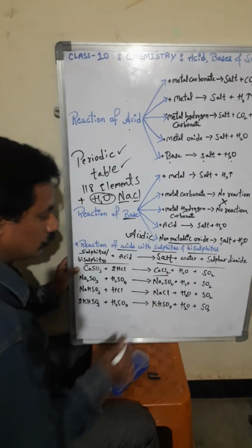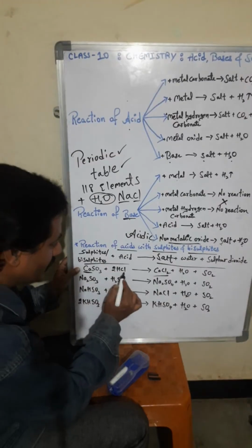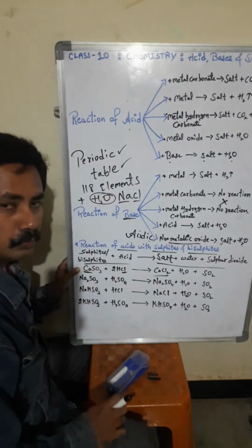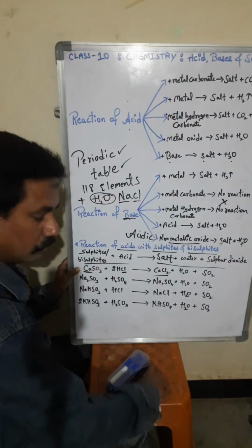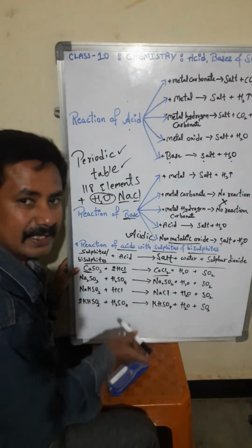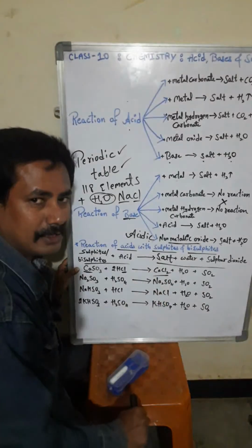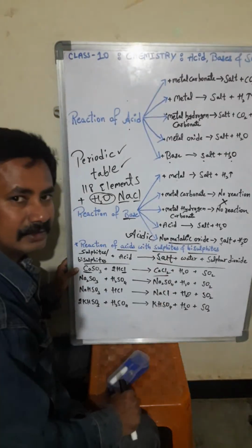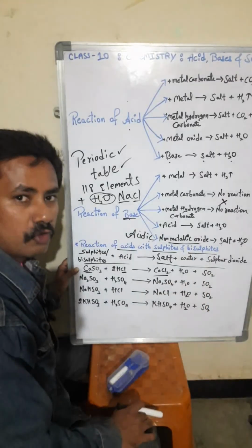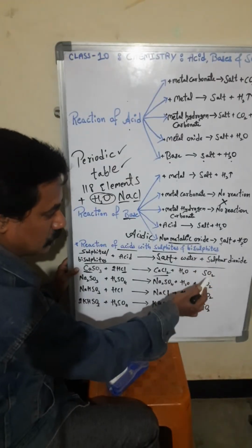CaCl2. What do you mean by see here? This Ca is there now. This is combining with this Cl, so it will become CaCl2. Cl, chlorine. Ca, calcium. CaCl2, calcium chloride. What is calcium chloride, students? It is a salt, and also water is forming and sulfur dioxide is forming, SO2. See here, water H2O, sulfur dioxide SO2.